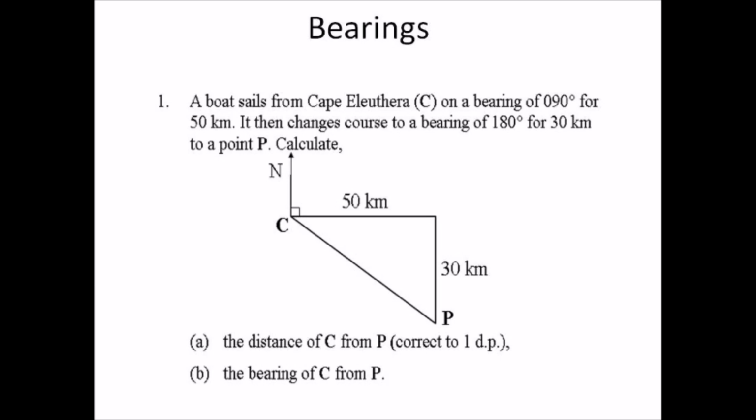Remember, bearing must always be taken from north, and the wording of it, the bearing of C from P, is important. So you have to go to P to calculate the bearing of C from P. Do it, guys. Do it quickly. See what you can get. Remember, they want A correct to 1 decimal place. So do it so you don't lose any marks.